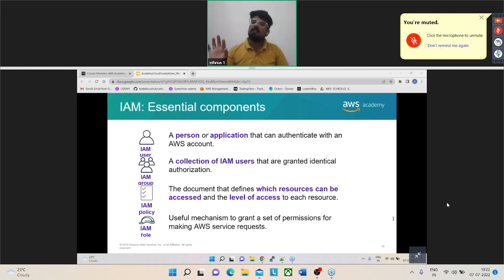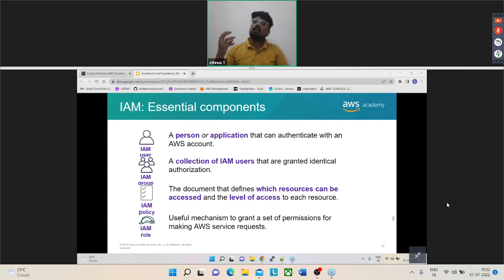But the correct way is that the IAM admins create an individual account for each person and provide the credentials, sending the credentials over email to each and every user so that they can have a separate user ID and password. So definitely you would have an IAM user to access the AWS account.